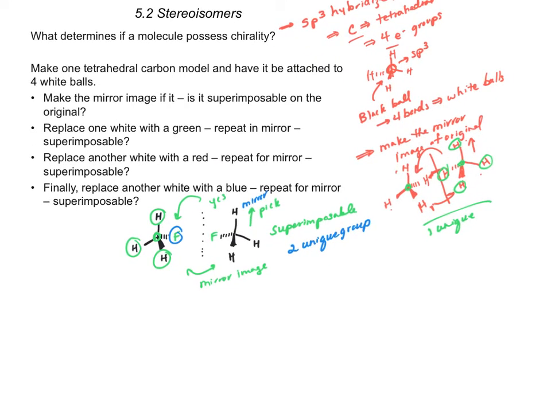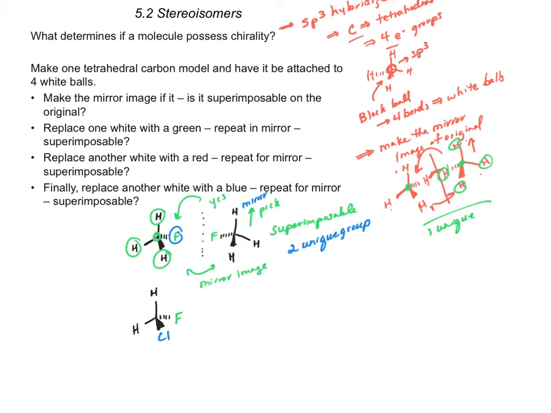Now we're going to do the same thing. We're going to replace one of these hydrogens again. So you take off another white ball and replace it with, let's say, a blue ball. So let's keep this guy hydrogen, hydrogen. We already had a green, so that's going to be our fluorine. And now on the wedge, I'm going to put, let's say, a chlorine. So something different.